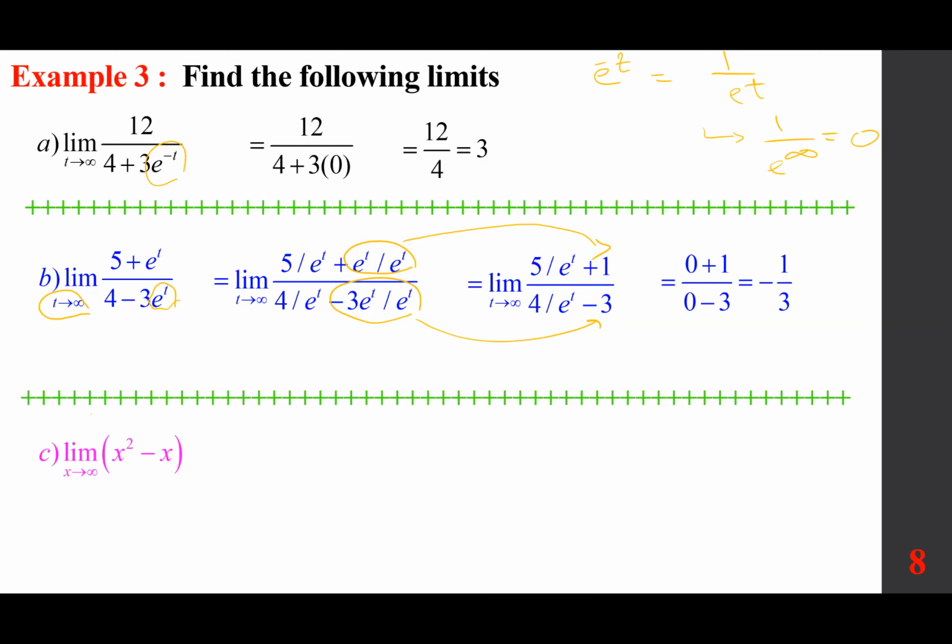In part C, if you plug in, you get infinity minus infinity. In this case, the technique is factoring. So we're going to factor out the x. Now, if we plug in, we get infinity times infinity minus 1, which is still infinity. It's important to know infinity times 2 divided by 2 times 10 to the power of 2, all of them are infinity.